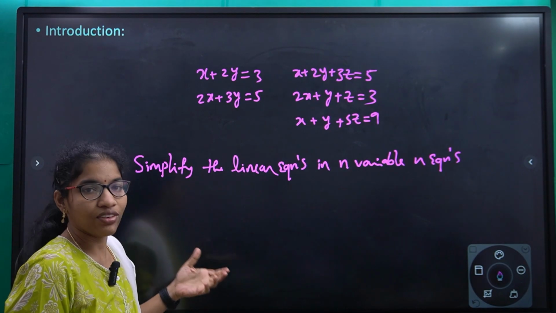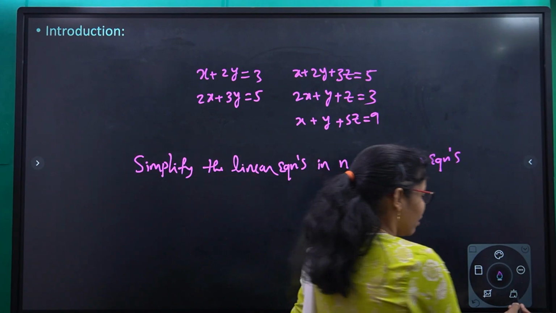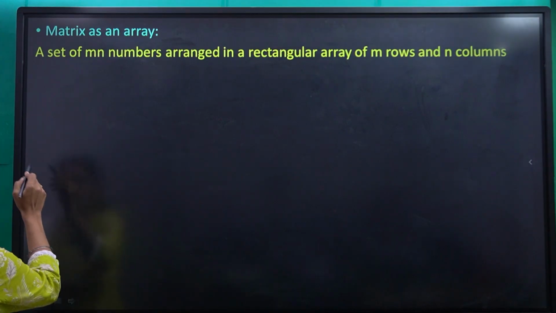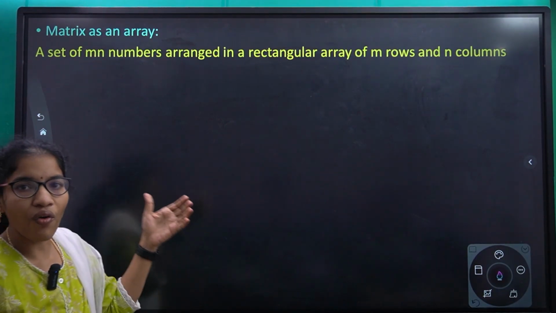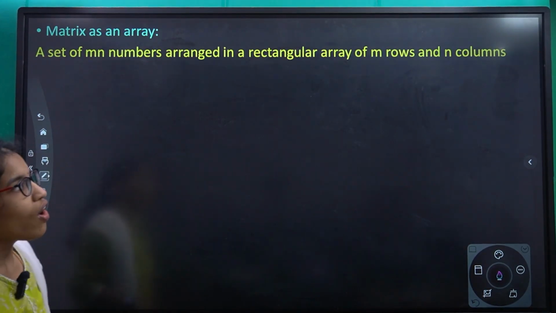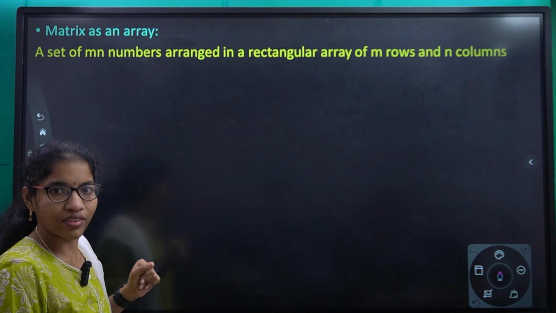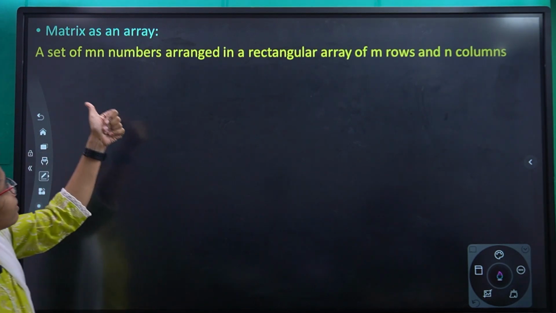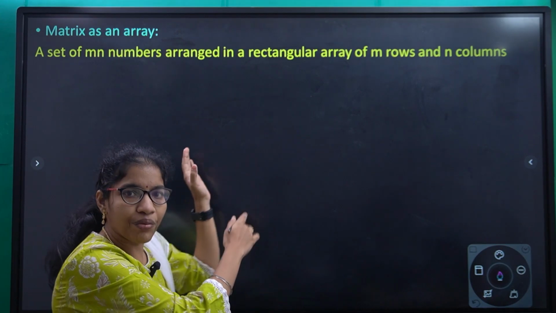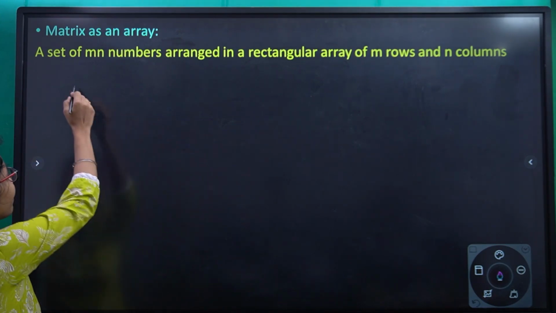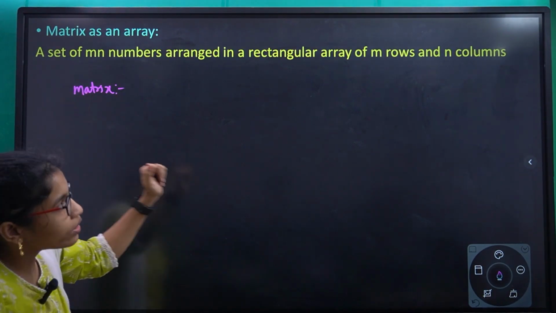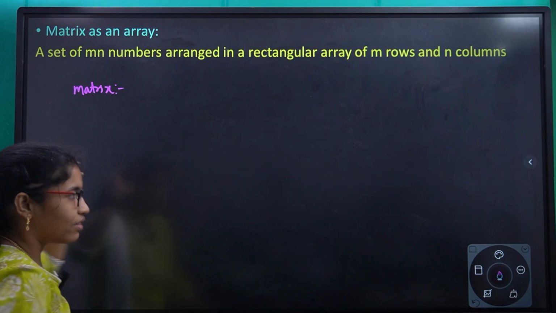Now, what is meant by matrices first? The matrix is nothing but it's like an array. A matrix is a set of mn numbers arranged in a rectangular array of m rows and n columns, right? So simply, you can say a matrix is nothing but an ordered rectangular array of elements, right?